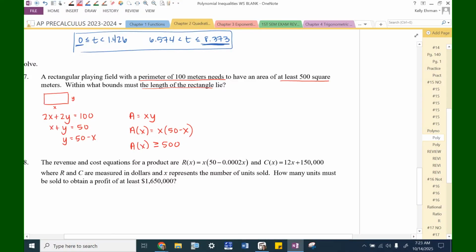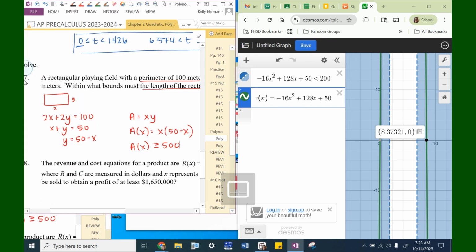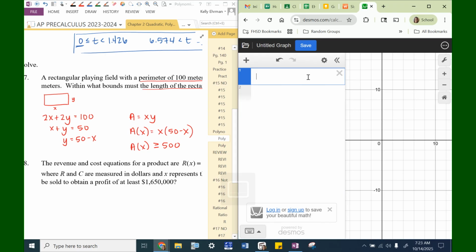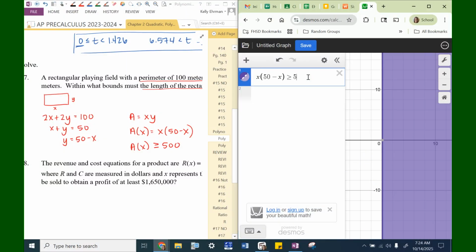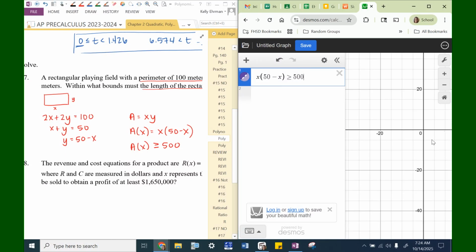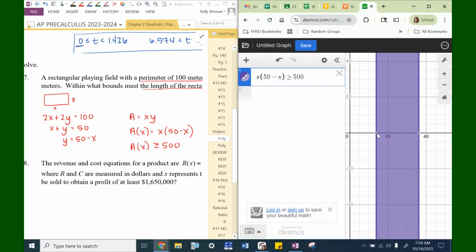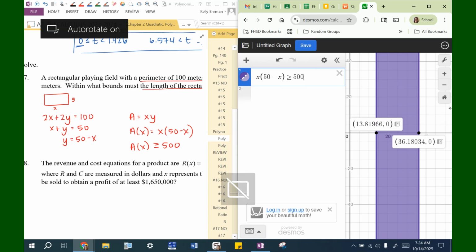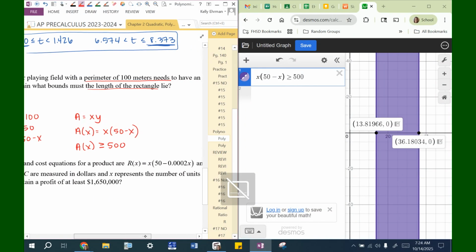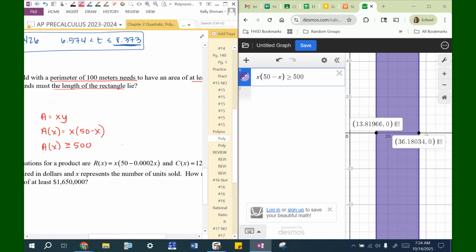All right, so let's go back to Desmos and start again. So A of x, let's just see if it works out nicely. x times (50 minus x), when is that greater than or equal to 500? Okay, here and here. It looks like anytime x is between these two numbers, it says within what bounds. So let's round to 3 places. And you do not need to overthink the rounding. We're just rounding to 3 places.